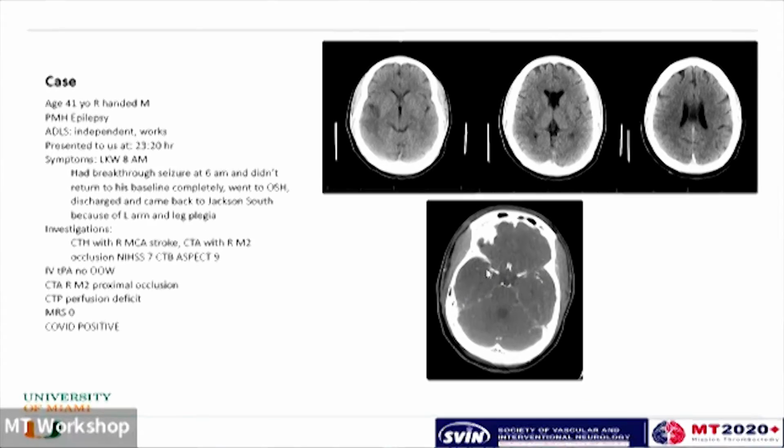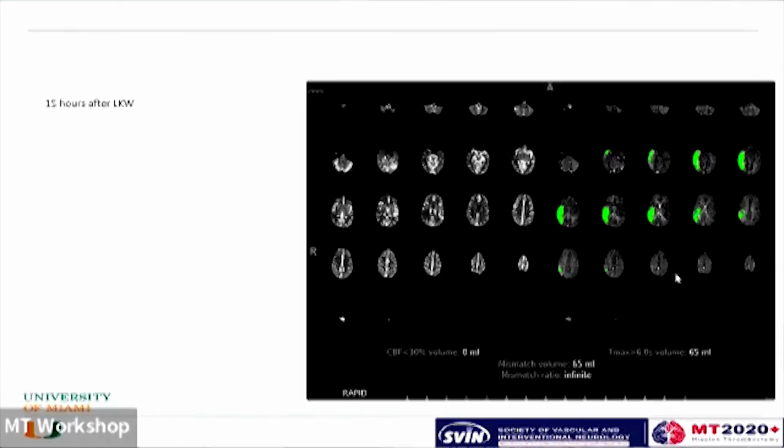We do the CTA, and he has a distal clot. So he's outside of the window for IV tPA. He actually has a right M2 occlusion. His perfusion scan I have here for you. You can see no ischemic core. Cerebral blood volume less than 30% is 0, but this large ischemic area of penumbra that is at risk with penumbra of 65, and his mismatch ratio is infinite.